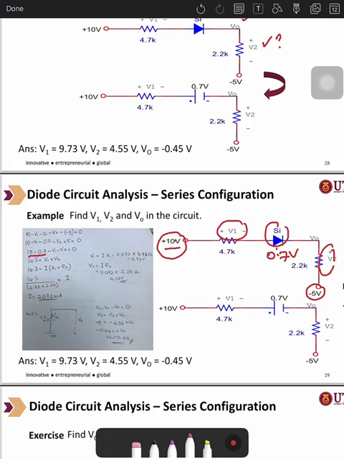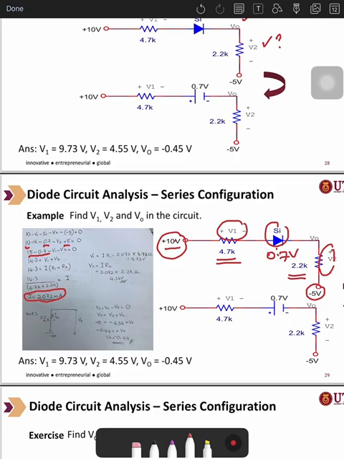You can solve: 10 plus 5, so we get 15, minus 0.7, minus V1 and minus V2 is equal to 0. Then you can get V1 plus V2 equal to 14.3. So I is equal to V over R1 plus R2. Since we have the value of R1 and also R2, technically we can find the value of the current.